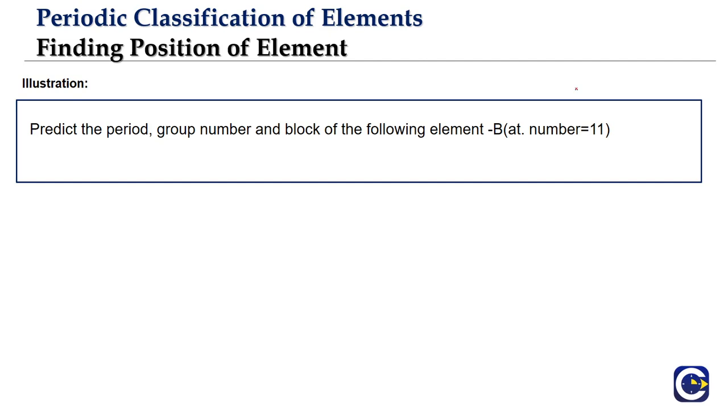Now let us look at one more example. We have to find the same things: the period, group number and the block of the element. They are saying the element is B with atomic number 11. We know what the element with atomic number 11 is. Sodium, right?